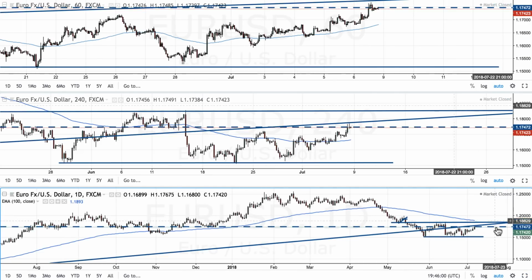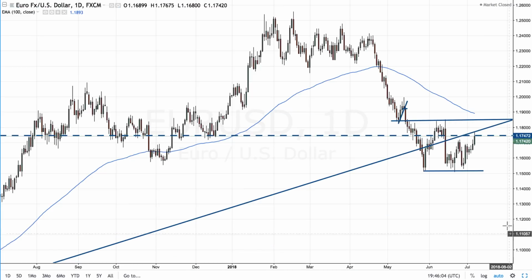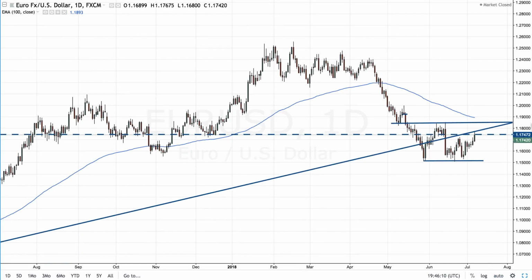The next one that we're going to look at is the euro dollar. Now the euro dollar, if we look at this from a longer term perspective, which is how we start all of our analysis, looking at the longer term levels, we can see that the market has broken through a support level. It's broken down through this upward sloping trend line, and now it's just retesting the bottom of it.